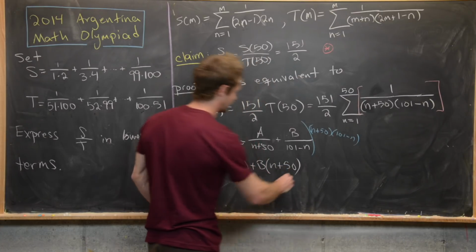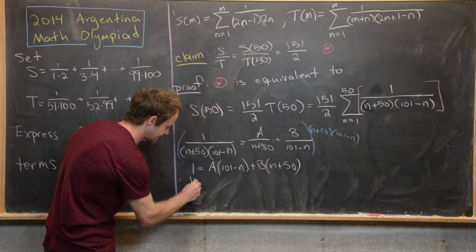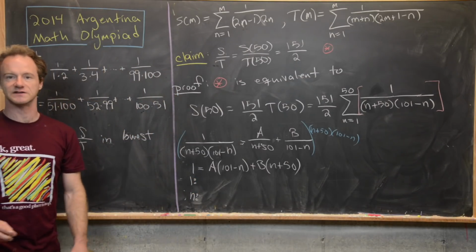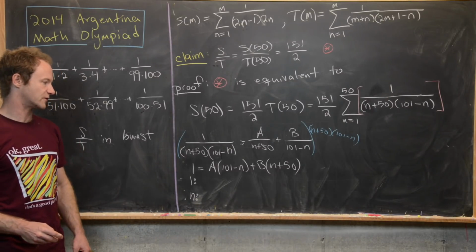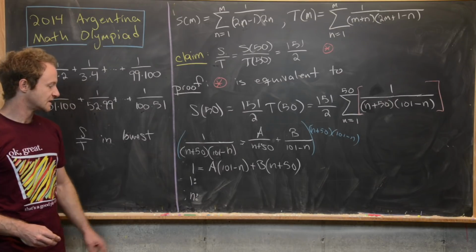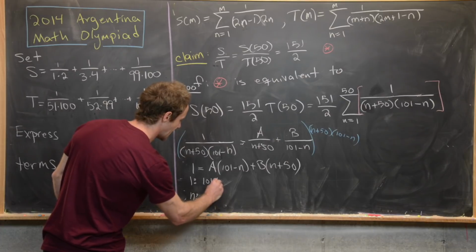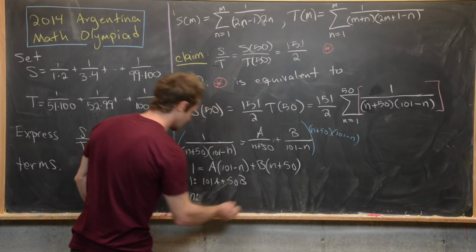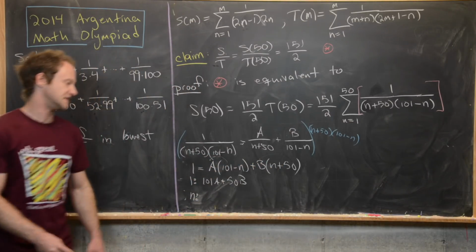plus 50. Great. Now we can extract the constant term from both sides of the equation and then the coefficient of n from both sides of the equation to give us a system of equations that we can use to solve for capital A and capital B. So notice the constant term on the right-hand side is going to be 101a plus 50b. So we get that by distributing this a onto the 101 and this b onto the 50.